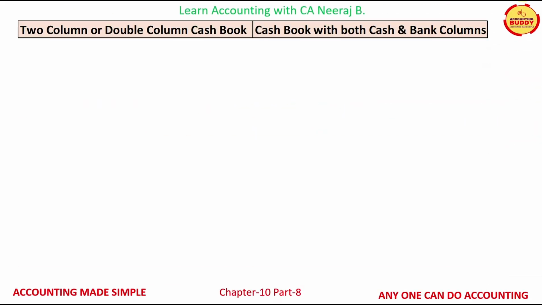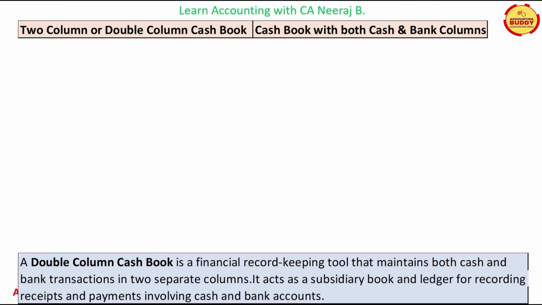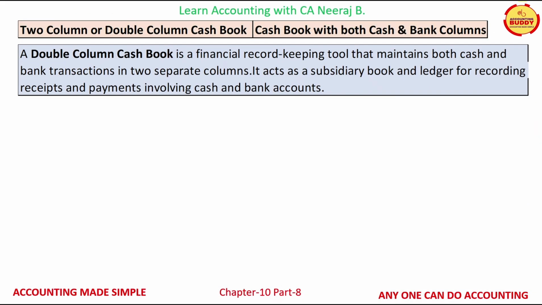Let us now know about two column or double column cash book. A double column cash book is a financial record keeping tool and maintains both cash and bank transactions in two separate columns. It acts as a subsidiary book and ledger for recording receipts and payments involving cash and bank accounts.